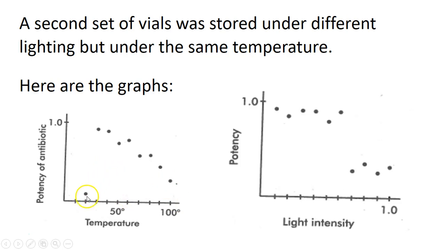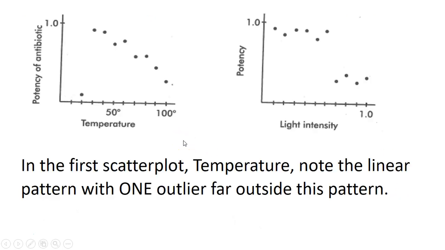So we can see what's happening. And the point is, there's an outlier down here. For the most part, other than that outlier, everything seems to have a good pattern. And these are kind of clustered together, is the point. They are kind of clustered. So, taking a look at these, it says, in the first scatter plot, which is the temperature, note the linear pattern with just one outlier, and that far outside this pattern. All right, it's way down there. So maybe a fluke happened with it. Maybe it wasn't handled properly, like in your vial.